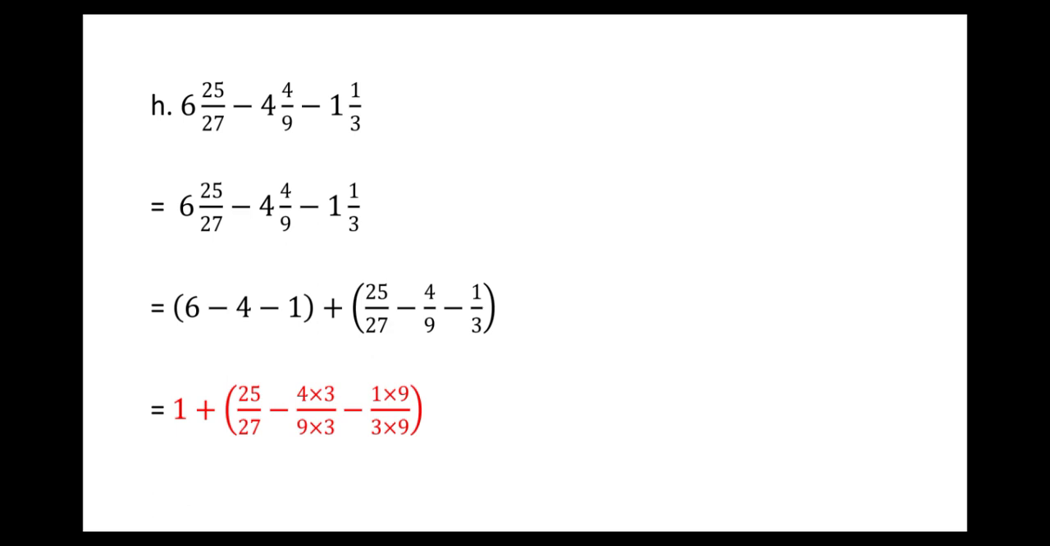Okay ji. First fraction 25 upon 27 we write as it is. The second fraction 4 by 9 we multiply by 3, because 9 times 3 gives us 27. The third fraction 1 upon 3, we multiply by 9, because then we get 27. So after the multiplication, we get 25 upon 27 minus 12 upon 27 minus 9 upon 27.